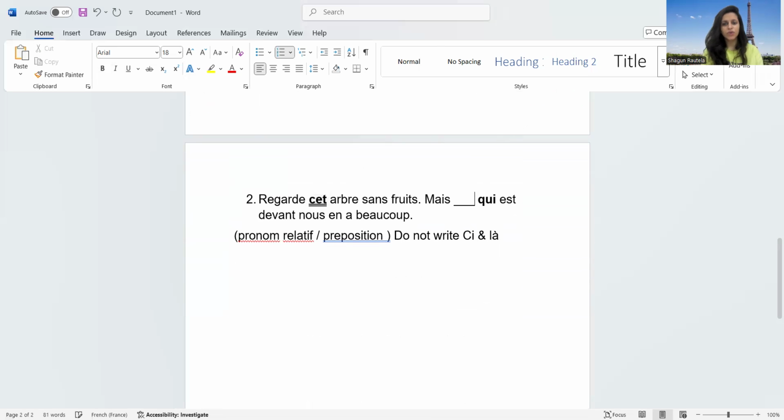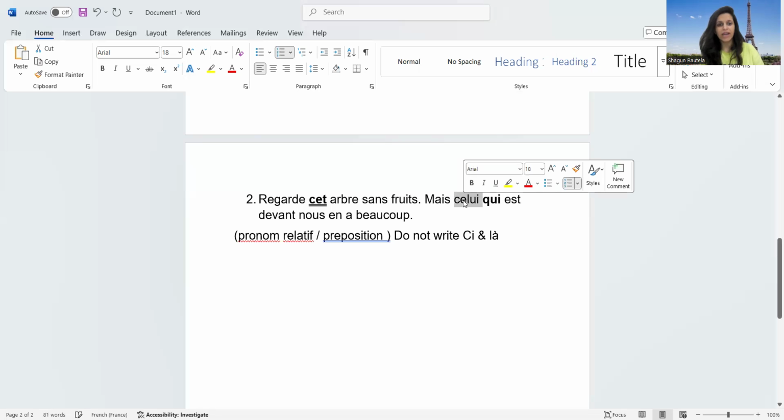Dash. So here I'm not going to write any direction. I will simply write celui. Okay, that which is in front has a lot of it, okay? A lot of fruits we're talking about. Okay, so that's my second rule.